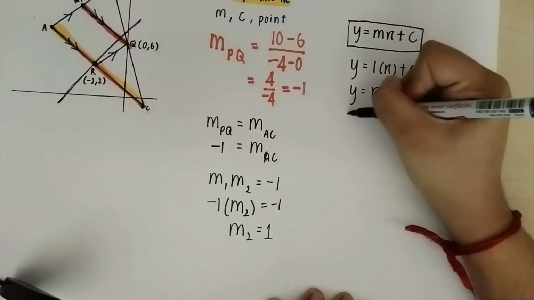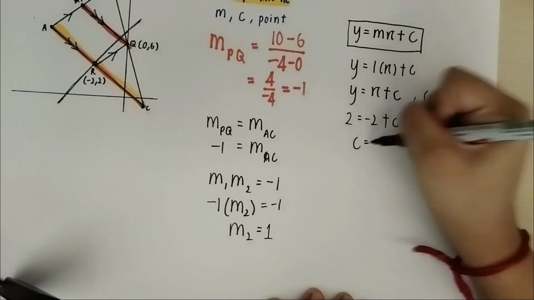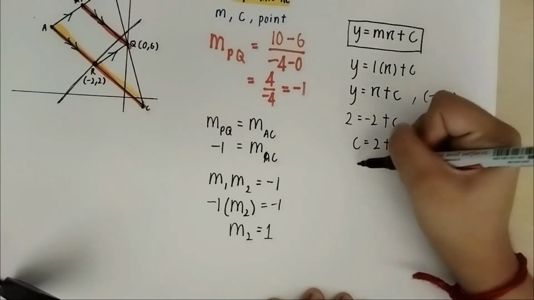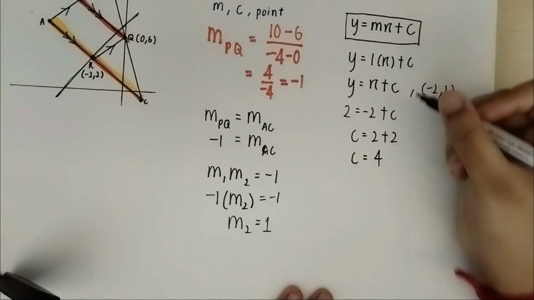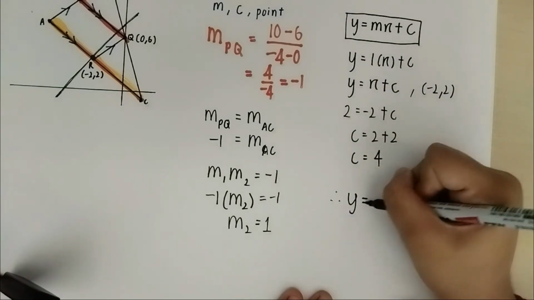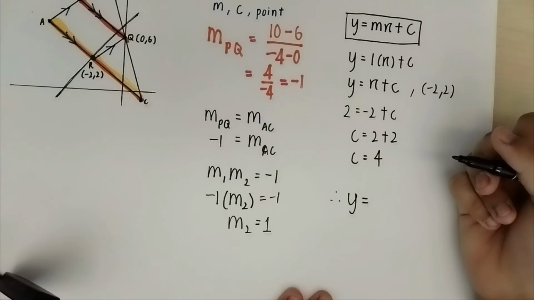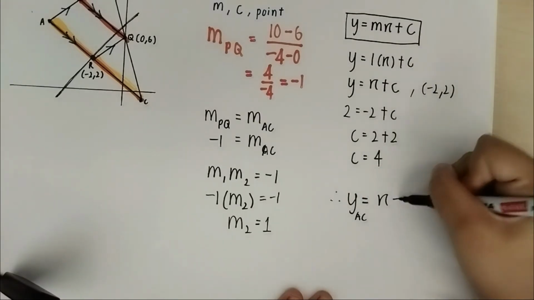So the value of c is 4. And from here, we can obtain the equation of the perpendicular bisector of straight line AC as y equals x plus 4.